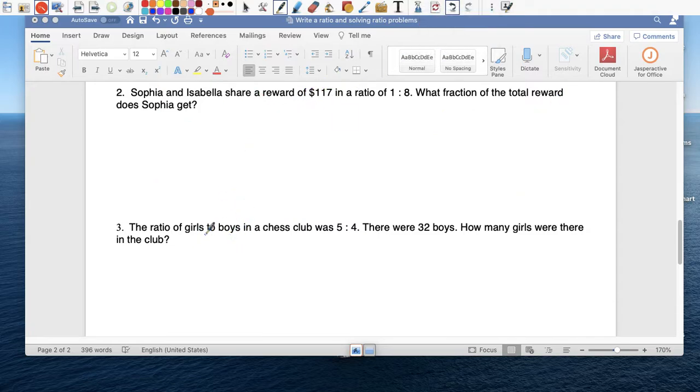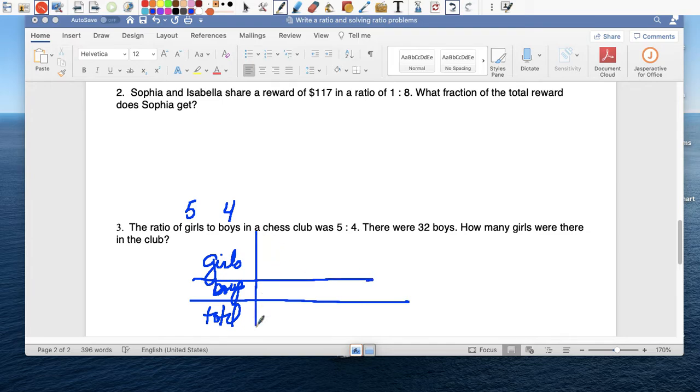Next question. The ratio of girls to boys in the chess club is 5 to 4. There were 32 boys. How many girls are in the club? Okay, so girls, boys, girls comes first. So girls is 5, boys is 4. Then total. So what's the total? 5 plus 4? 9. So that's what I know, right? What they gave me.